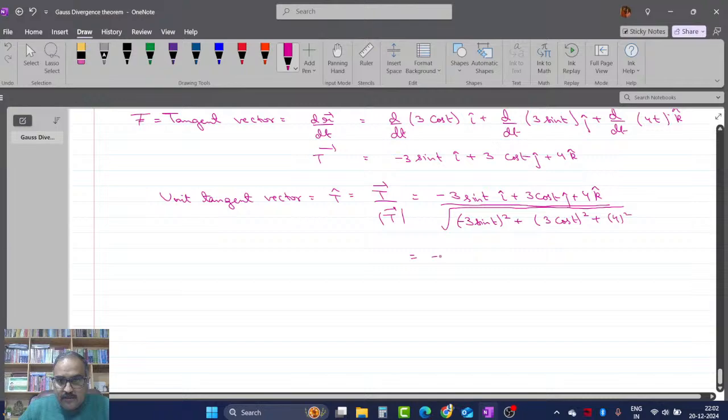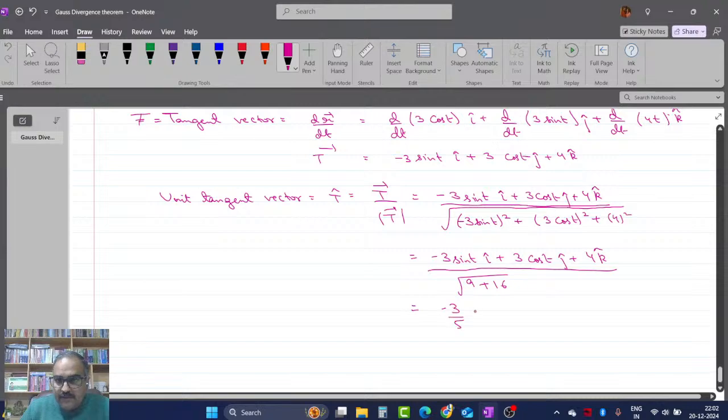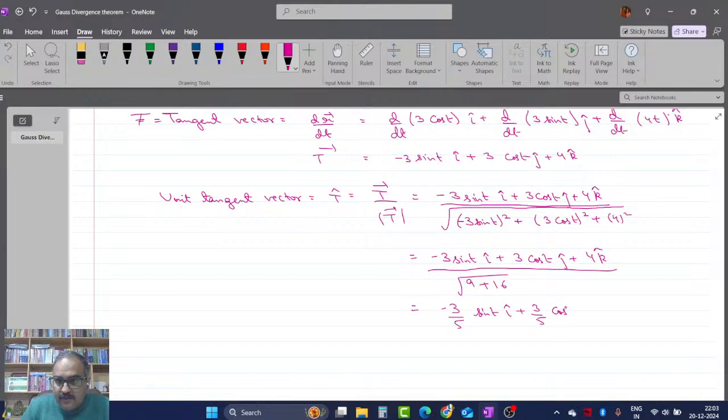So it will be minus 3 sin t i cap plus 3 times cos t j cap plus 4 k cap divided by root of 9 sin square plus 9 cos square. I use sin square plus cos square equals 1, so 9 plus 4 square, which is 16, gives root of 25, which is 5. So minus 3 by 5 sin t i cap plus 3 by 5 cos t j cap plus 4 by 5 k cap. That is your unit tangent vector. Okay. Anything else?